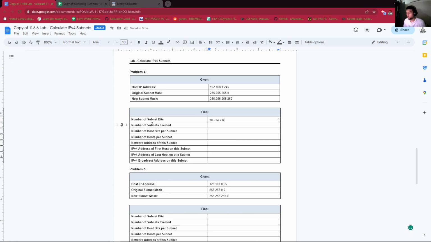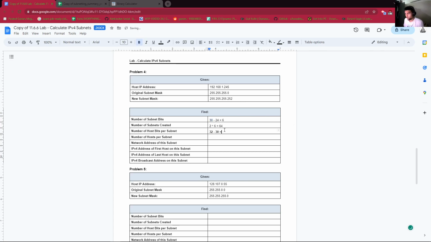So for the number of subnets created, what we need to do is 2 to the power of the number of subnet bits, which is 6. So we get 2 to the power of 6, which is 64. So that's the number of subnets created. For the number of host bits per subnet, what we need to do is 32 minus the prefix of the new subnet mask, which here is 30.